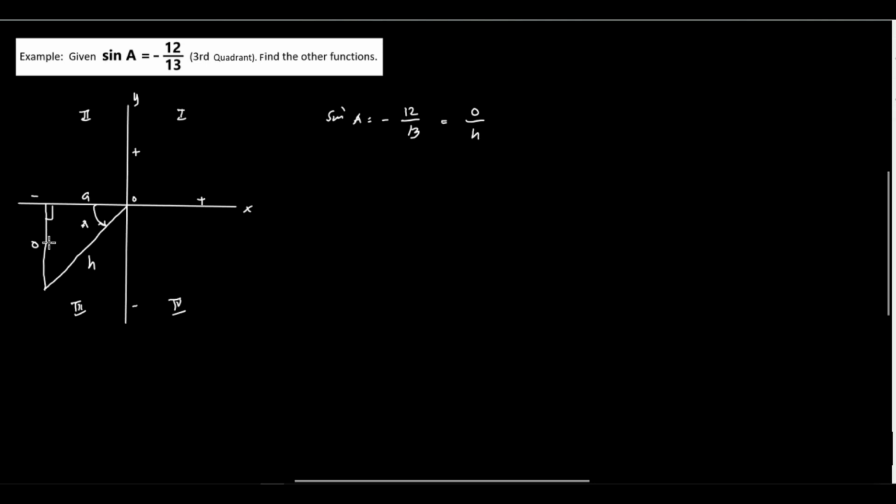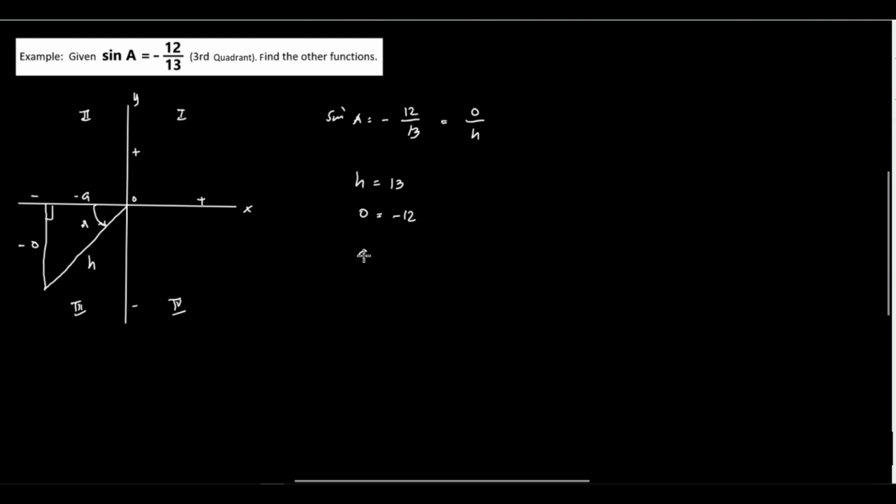And if we notice, the opposite side is negative, while the adjacent is also negative. We will identify first the value of O, the opposite side, and the value of H. And H is always positive. Therefore, sine A is equal to negative 12 over 13. H is equal to positive 13. O is equal to negative 12.